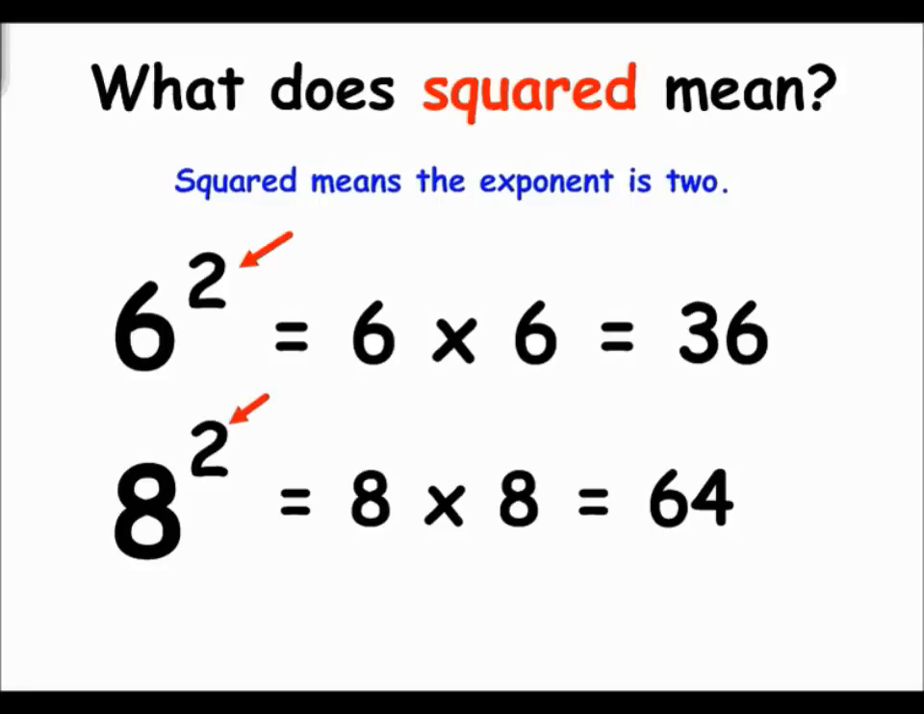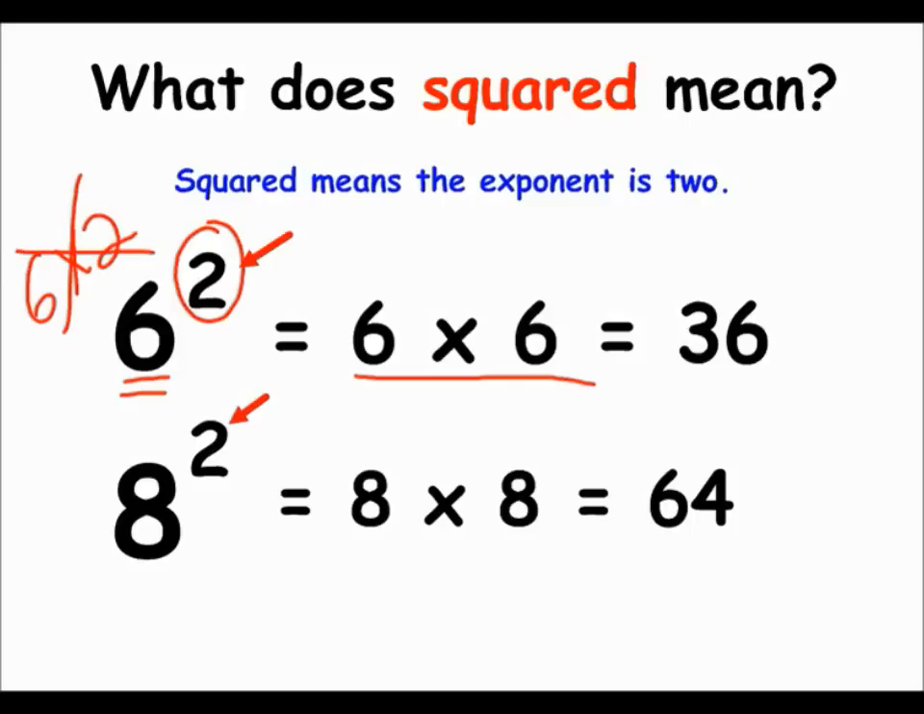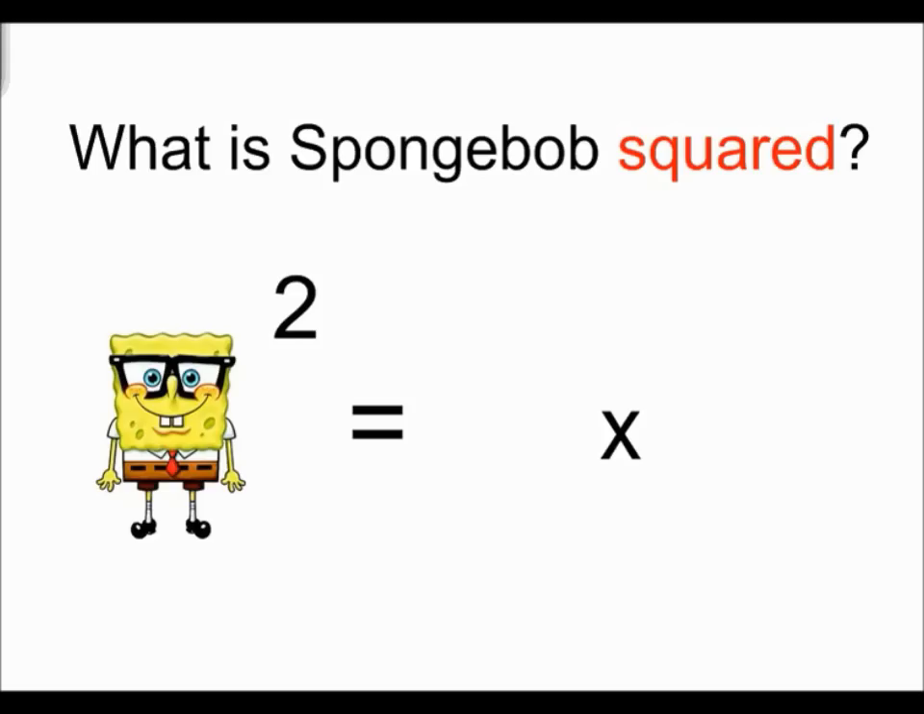Now you'll hear the term squared a lot. What does the word squared mean? Well, squared means that the exponent is 2. And when the exponent is 2, it's telling you to multiply the base times itself twice. So 6 squared is 6 times 6, which is 36. This does not mean 6 times 2. It means 6 times 6. 8 squared means you multiply the base 8 times itself twice, which would be 64.